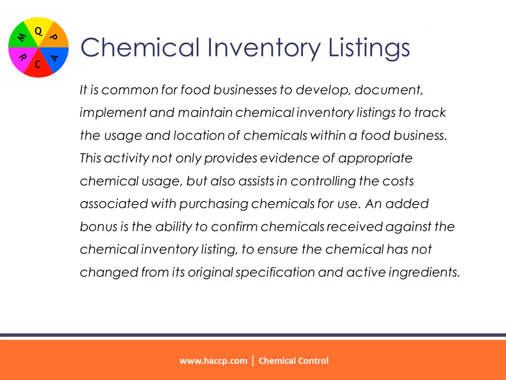Chemical inventory listings. It is common for food businesses to develop, document, implement and maintain chemical inventory listings to track the usage and location of chemicals within a food business. This activity not only provides evidence of appropriate chemical usage, but also assists in controlling the costs associated with purchasing chemicals for use. An added bonus is the ability to confirm chemicals received against the chemical inventory listing, to ensure the chemical has not changed from its original specification and active ingredients.